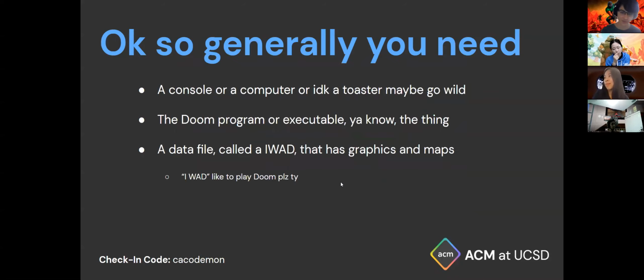Okay, but how do you play Doom on anything? What are the general steps? Generally, you need whatever you're trying to put it on, like a console, a computer, a toaster, whatever. The program, the executable, the thing that you need. This will probably be a source port that you can usually get from a GitHub link, or maybe you need to code it yourself because it's not compatible with the OS that you want to put it on. And generally you need a data file called an IWAD. Like, I would like to play Doom, please. Thank you. Okay.